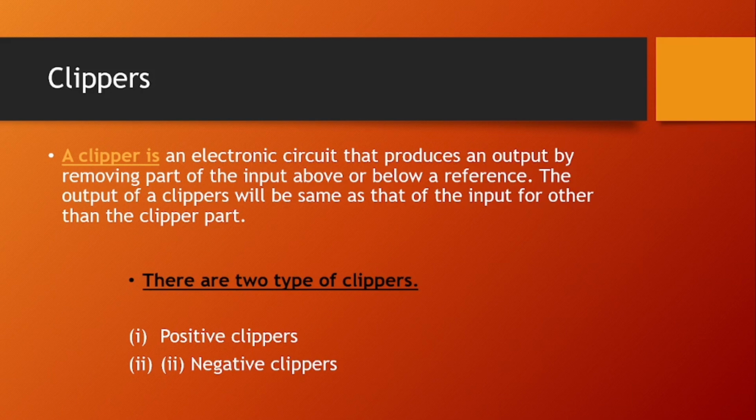So there are two types of clippers, the positive clippers and the negative clippers. First, a positive clipper removes the parts of the input signal that are above the reference level, allowing everything below the reference to pass through unchanged. A negative clipper removes the portions of the input signal that are below the reference level, allowing everything above the reference to pass through as is.